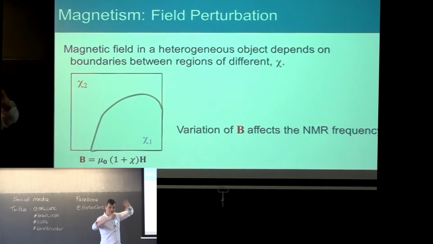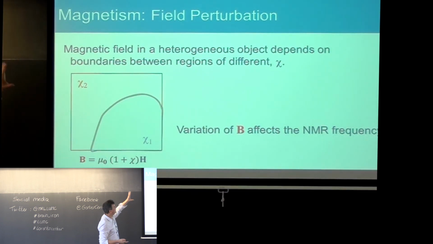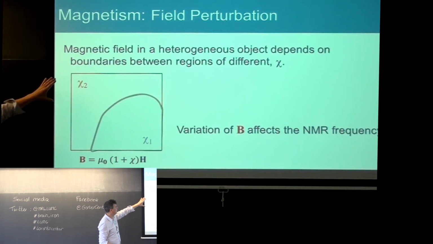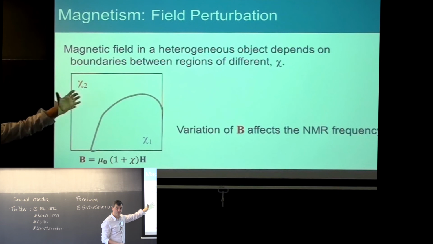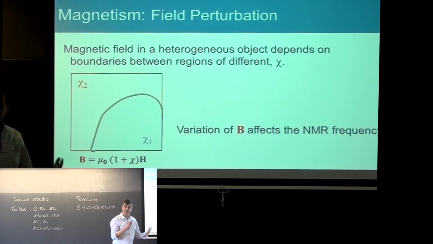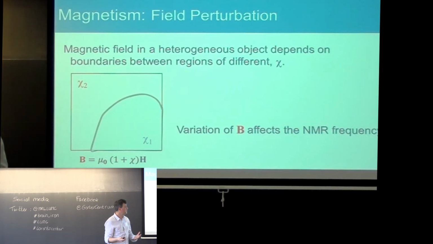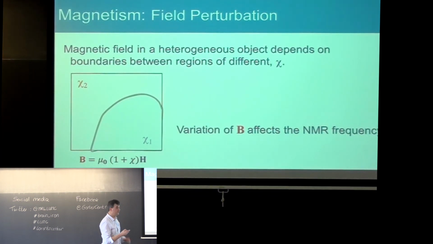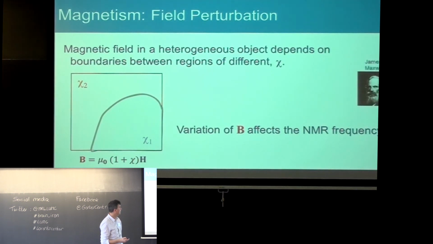So why is that important? I'd just like to get to that point. It's important because the magnetic field in a heterogeneous object depends on the boundaries between regions of different susceptibility. And the variation of magnetic field that produces affects the NMR frequency and therefore affects the way the images appear.